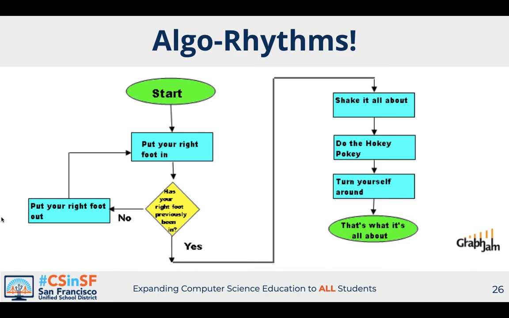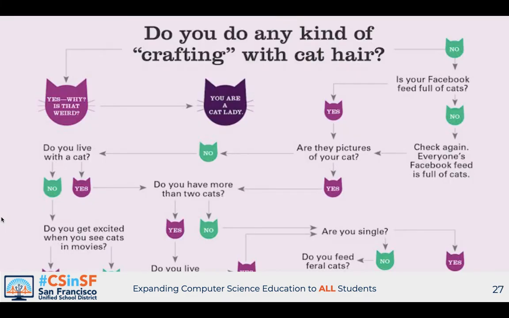Some fun algorithms represented in flowchart form. You might know about the hokey pokey, where a program asks you to put your right foot in and asks you, has your right foot previously been in? And if no, you want to take your right foot out. And then you put your right foot back in, and you got to shake it all about. So you'll follow the flow chart. Yes, it's previously been in, so you want to shake it all about. You do the hokey pokey, and you turn yourself around. And that is what it's all about, my friends.